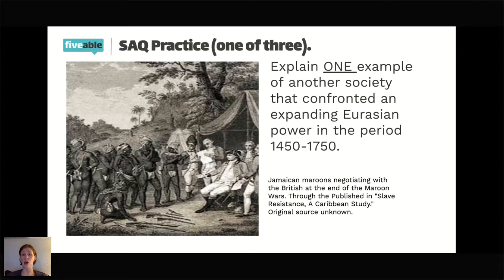Explain to me how the Maroons represent resistance to an expanding Eurasian power. I talked to you about it, so repeat, tell me back. What are some of the things that you learned about these Maroons? Okay, they use their military skill to fight against the Europeans.